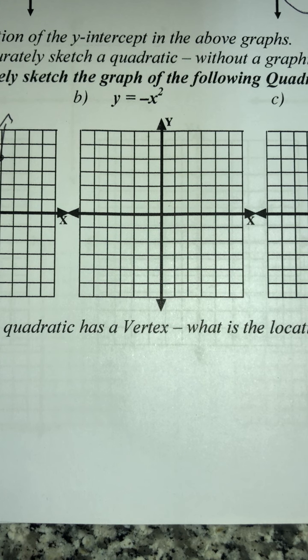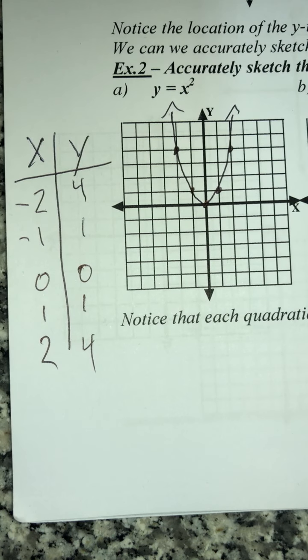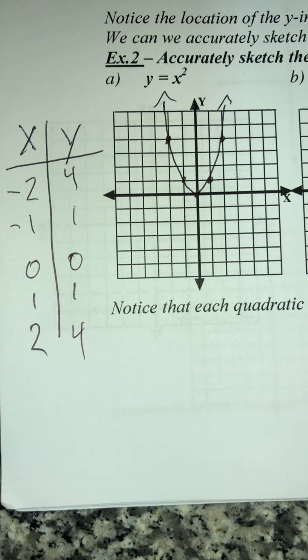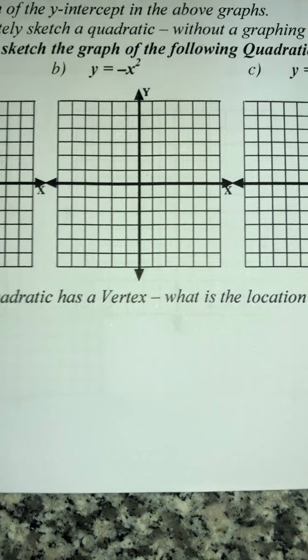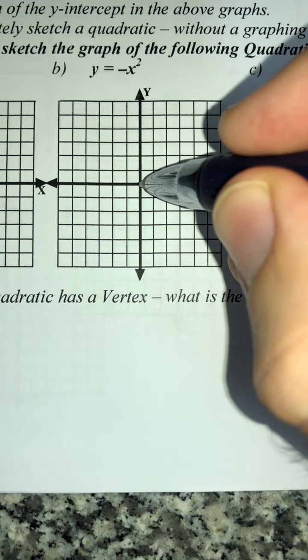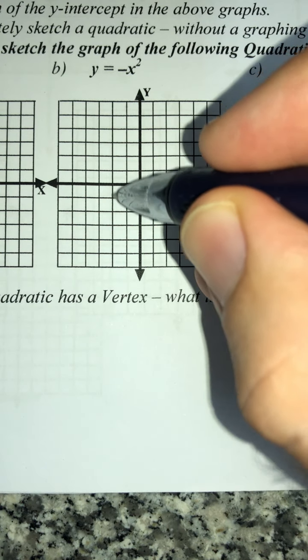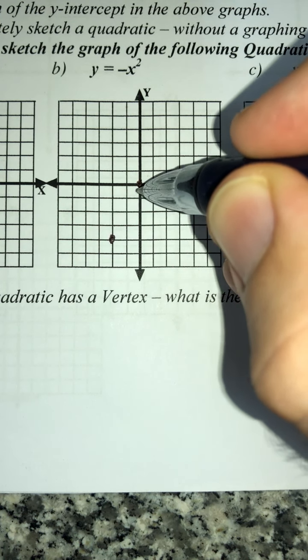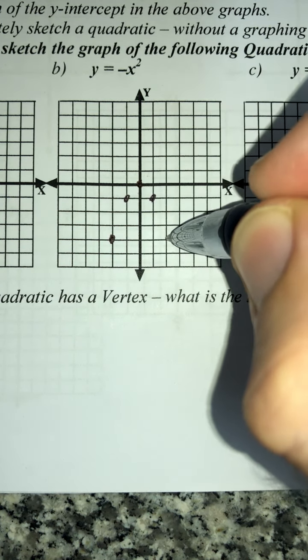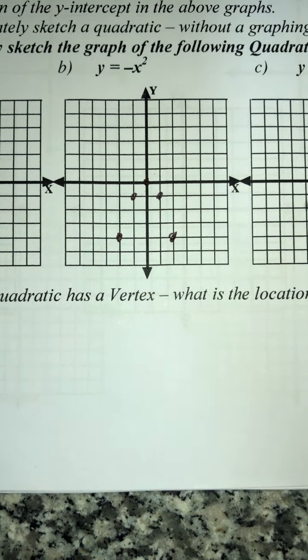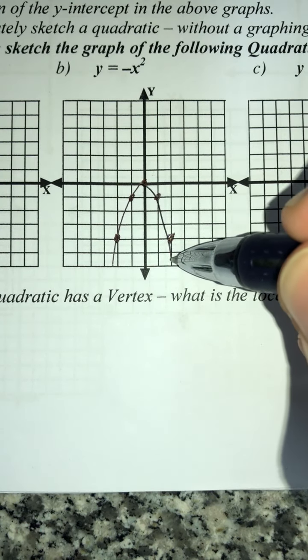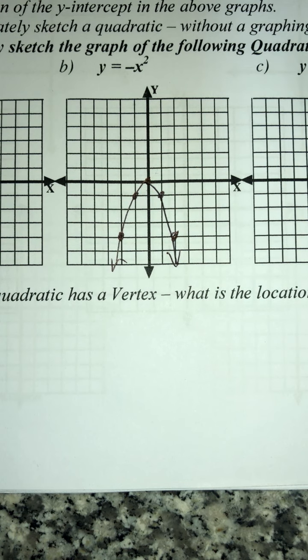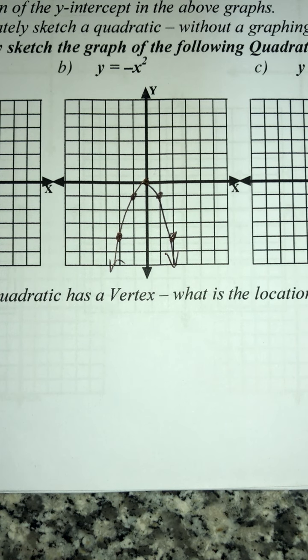So -x squared. I could do the same thing, except negative, all that does is flip what we've got. So if I did the table of values, it would just simply flip what the y values are, and it becomes negative. Remember, negative means it flips down. So I'm going to have these points here. Once you do one side, the other side's pretty easy. With quadratics, they're symmetrical, so once you get one half, the other half looks the same.